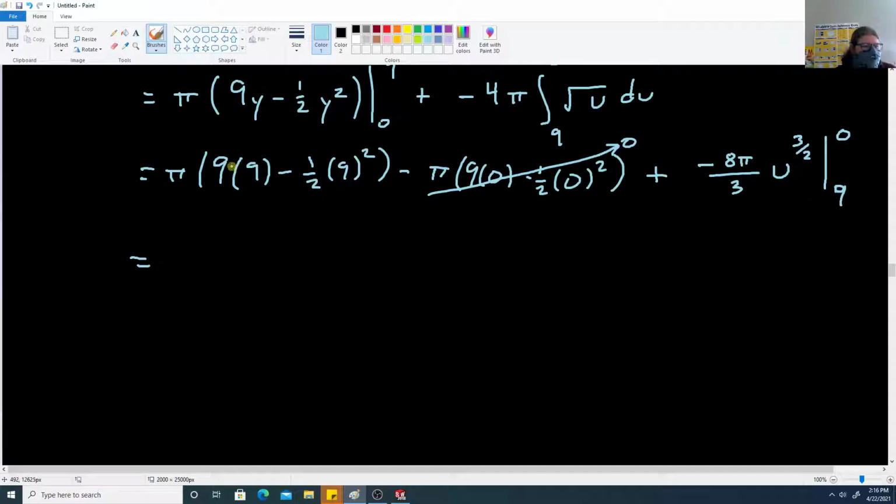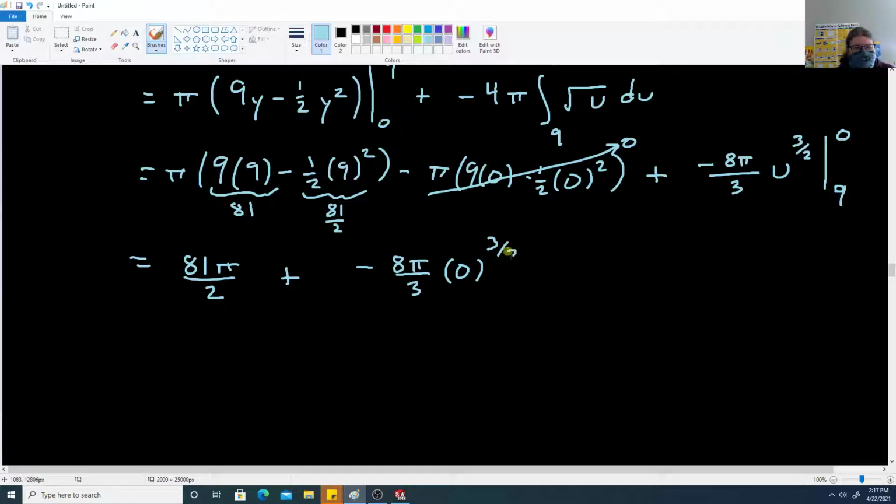So let's see here. This is 81. This is 81 halves. If I have 81 and I take away 81 halves, I have 81 halves left. So I have 81 pi over 2 from the first bit. And now we're going to add to it what we get when we substitute stuff in here. We have negative 8 pi over 3 times 0 to the 3/2, and then minus a negative 8 pi over 3 times 9 to the 3/2. This term here is just 0. Minus a negative is plus.